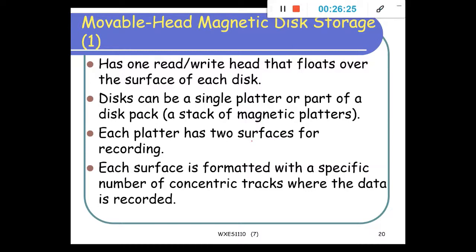So each platter has two surfaces for recording, the up and the down, the top and the bottom. Each surface is formatted with a specific number of concentric tracks where the data is recorded. The number of tracks varies, ranging from a few hundred to a few thousand.